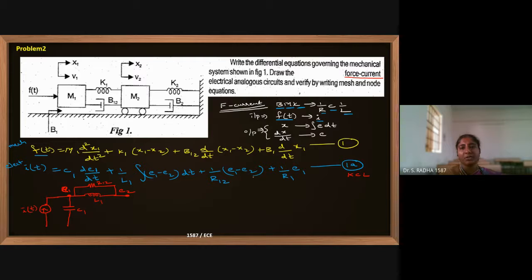Then the last one, 1 by R1, E1. It is related only to E1, so I have to write it only for E1. You can draw it after C1 or before C1. It doesn't make much of a problem because all these are parallel paths. For equation 1A, I completed the diagram.